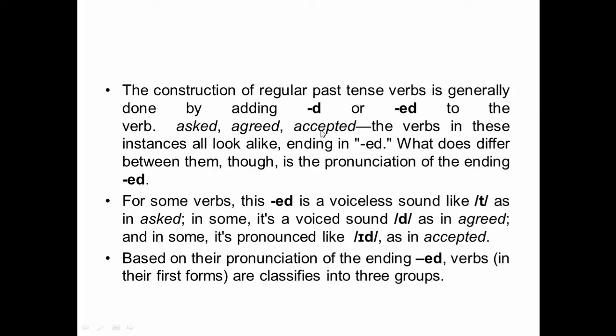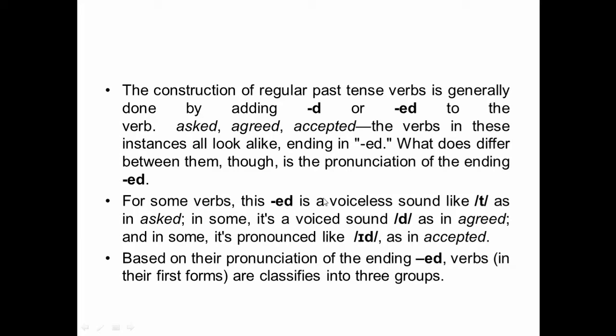If you see these words, asked, agreed, accepted, they all look the same in spelling. The spelling ending is ed in each. So where is the difference? What differs between these is the pronunciation. This ed will have a different pronunciation in each. It is not always d. Okay, how does it happen then?